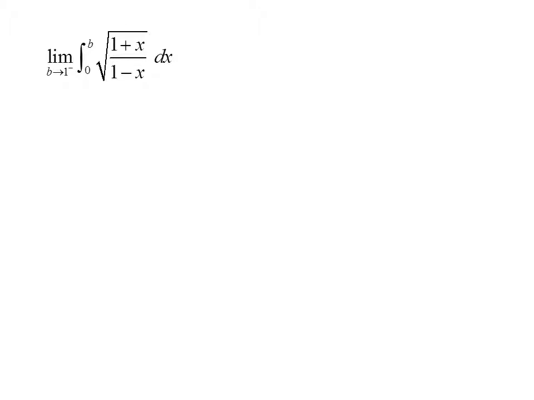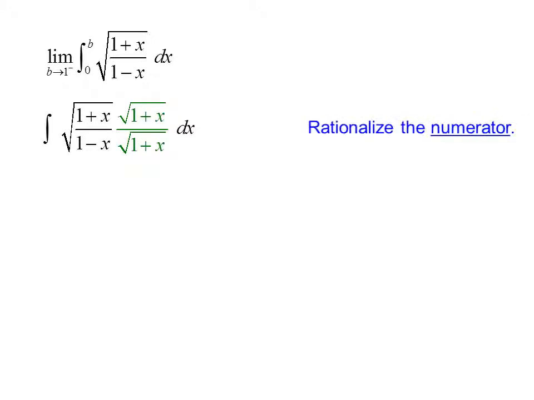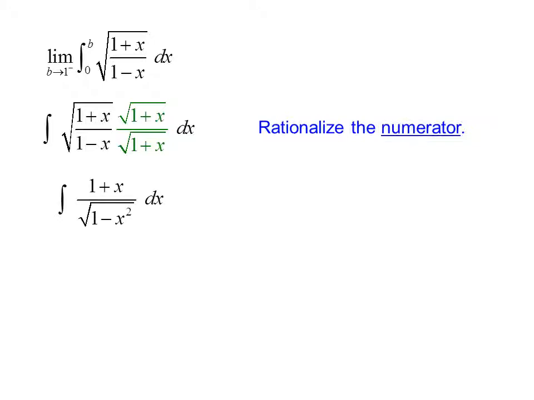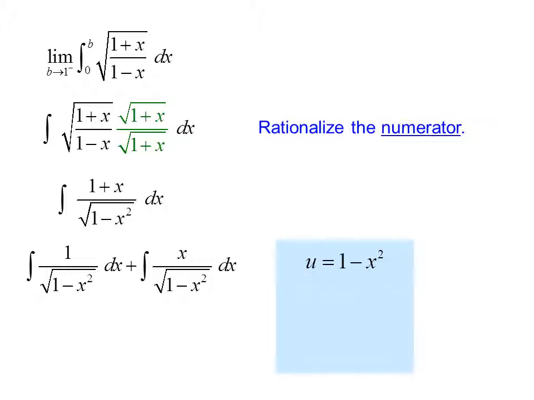To evaluate this integral, we're going to rationalize the numerator. We multiply the top and bottom by radical 1 plus x, and we get the integral of 1 plus x over radical 1 minus x squared dx. Now we can split this into two integrals. For the right side, we'll use substitution. We let u equal 1 minus x squared, du equals negative 2x dx, so negative 1/2 du equals x dx, and we see x dx in the integral.